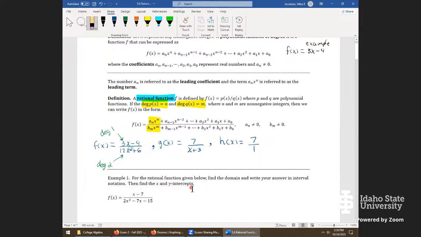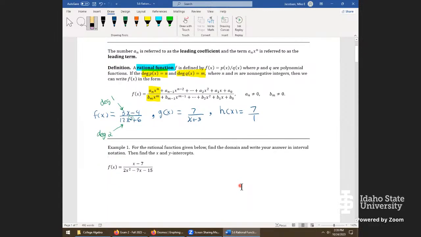It says for the rational function given below, we want to find the domain in interval notation. Then we'll find the x and the y-intercepts. Let's begin with domain on this thing. For this kind of function, really all we need to worry about is what happens in the denominator. Honestly, this section's kind of nice because we did these kinds of problems all the way back in chapter 3 when we were doing domains of these kinds of functions.